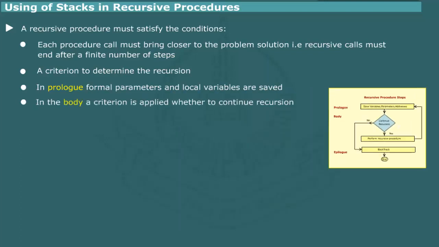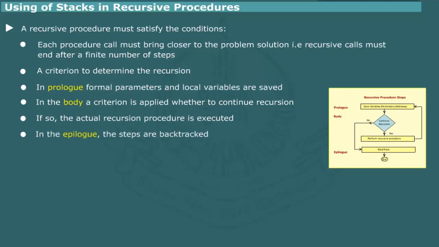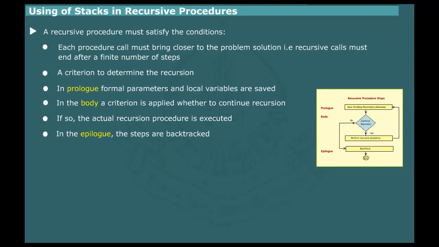A recursive procedure is generally implemented in three steps, which are known as prologue, body, and epilogue. In the prologue step, the function arguments, local variables, and return addresses are saved by pushing them onto a stack. In the body step, a base criterion is used to determine whether or not the recursion should terminate. If so, the epilogue step is initiated. Otherwise, some processing or computation is performed and the prologue step is invoked again.